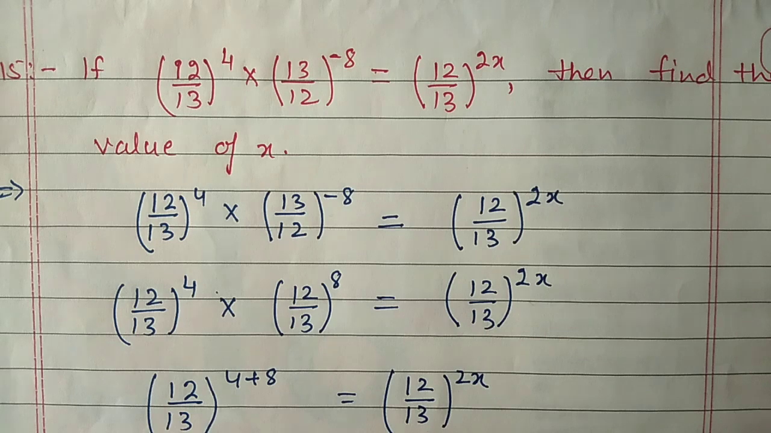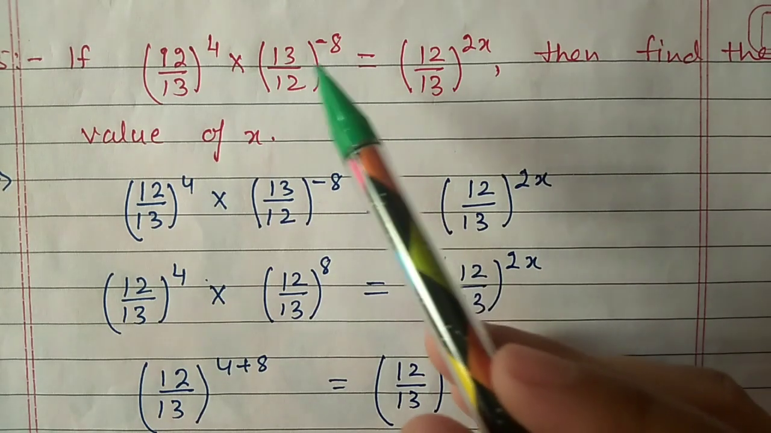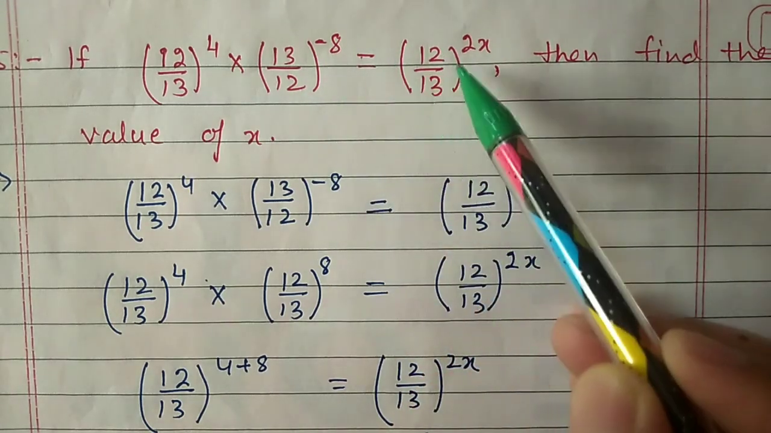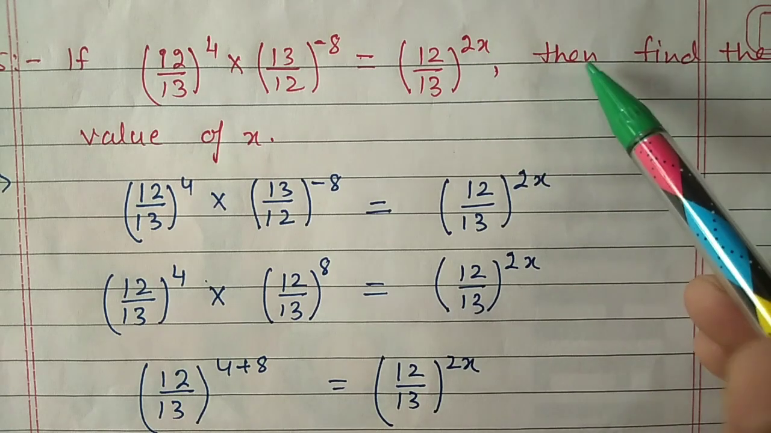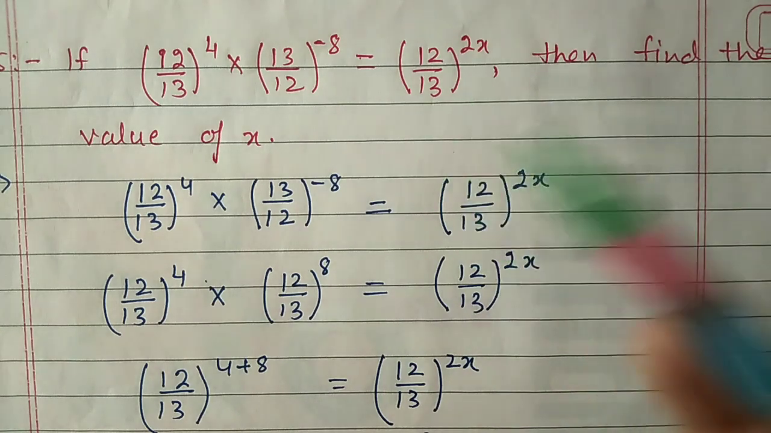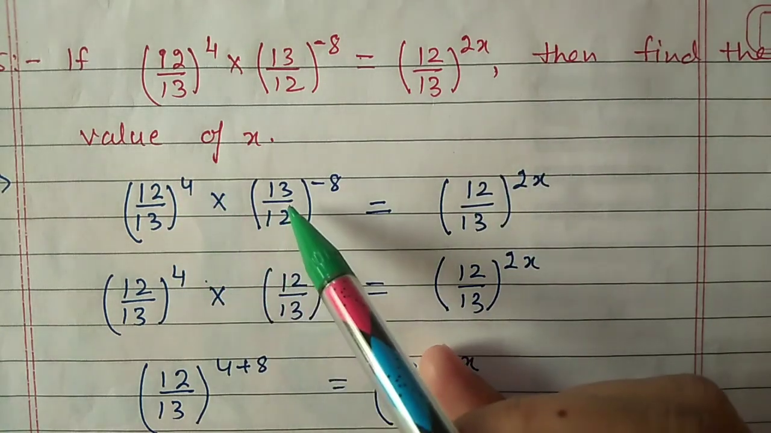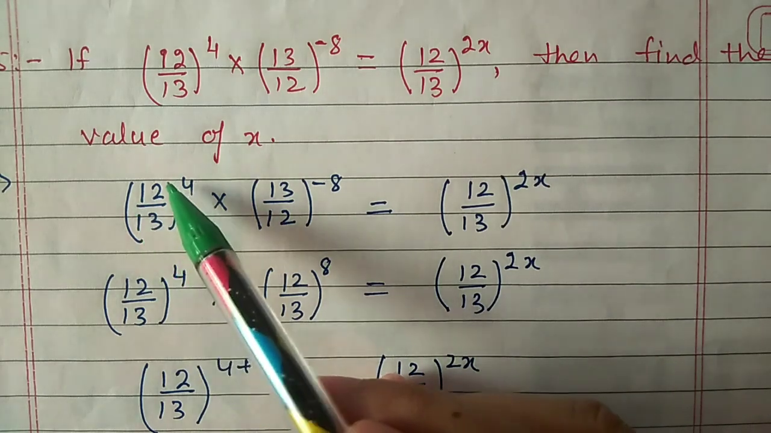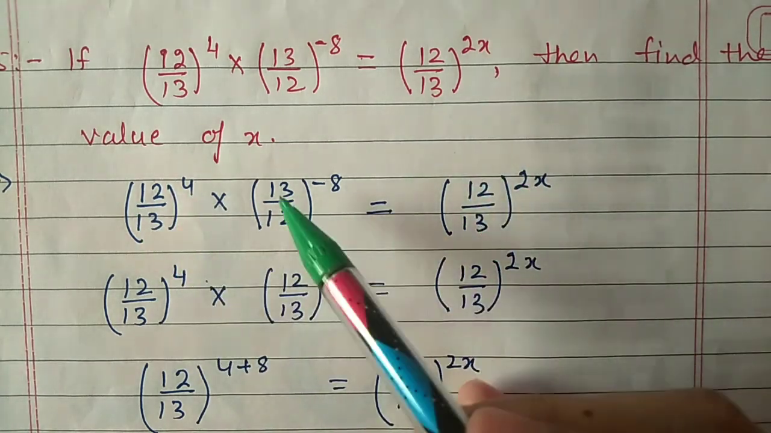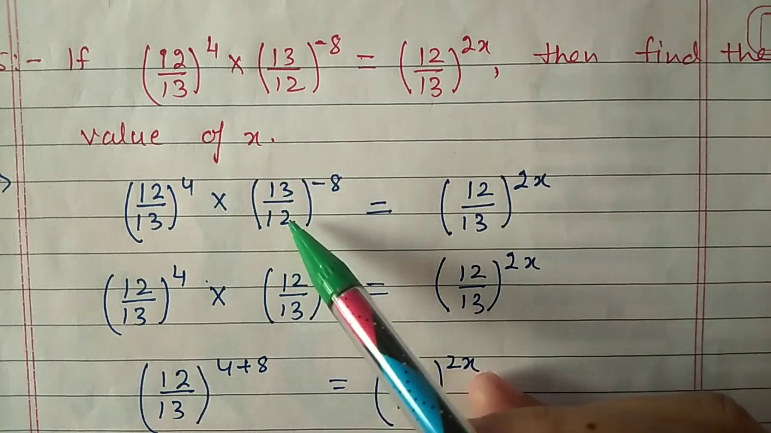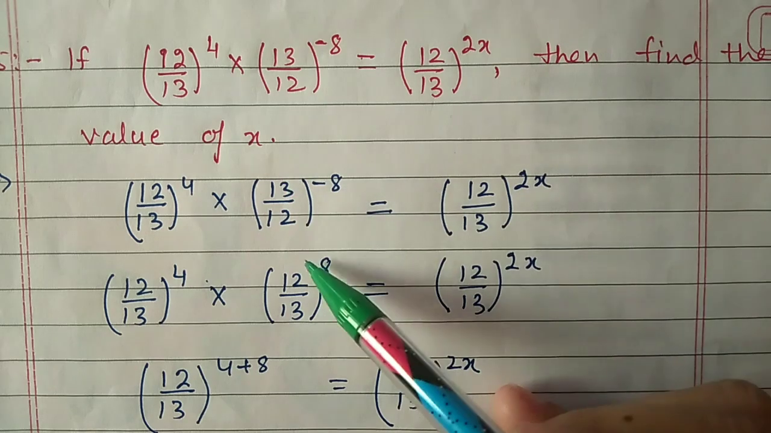Question number 15. If 12 by 13 to the power 4 multiply by 13 by 12 to the power minus 8 is equal to 12 by 13 to the power 2x, then find the value of x. So in this question, this statement is given. We will start from this statement only. First step, this minus power. We can see here this is 12 by 13, this is also 12 by 13. Only this middle term is 13 by 12. So we will make it 12 by 13. So to make it 12 by 13, we will take the reciprocal.